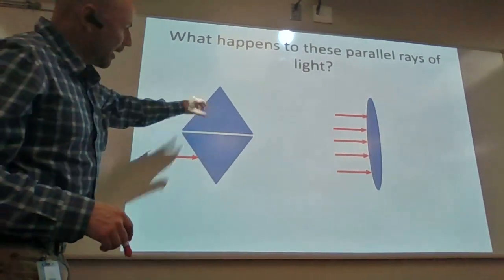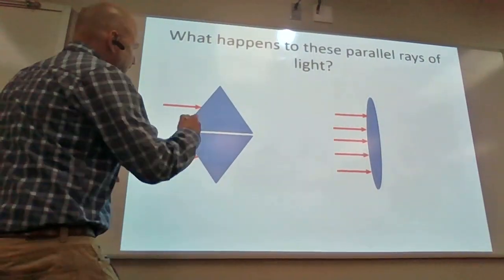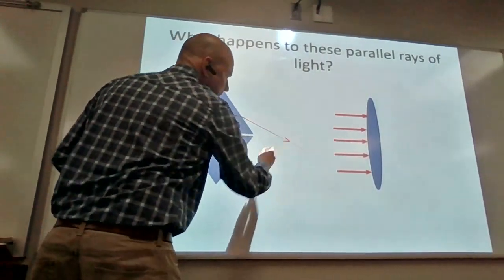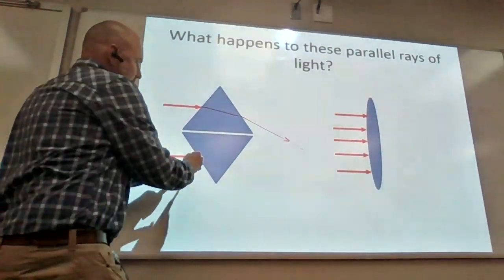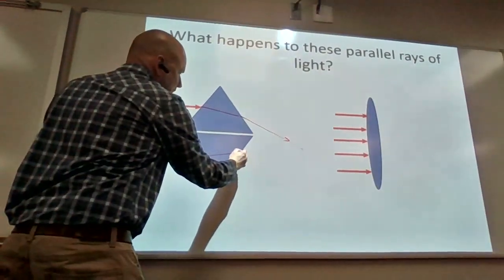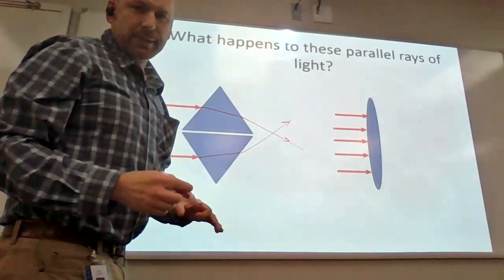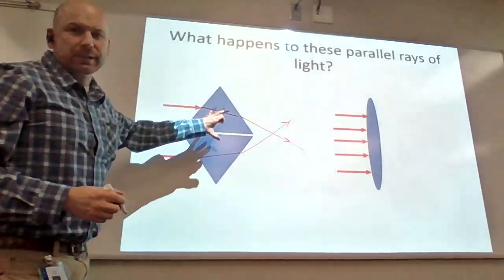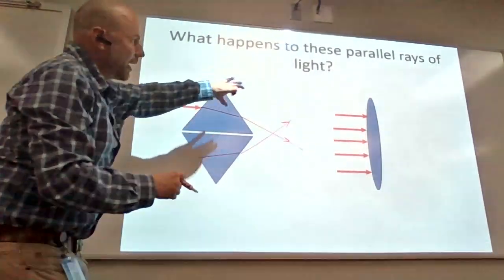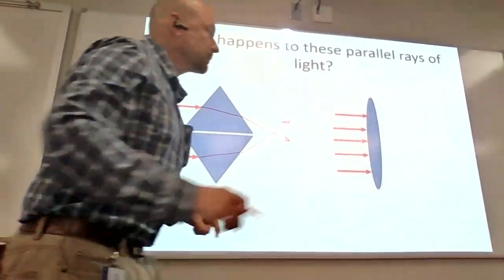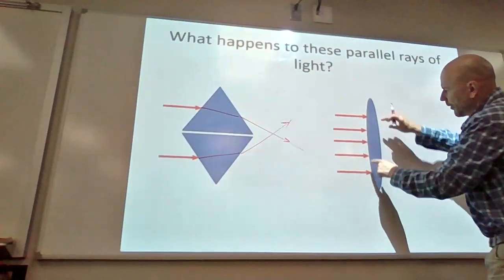Okay. Got two prisms set up. It refracts, refracts. This one refracts, refracts. Okay. So the similarities between this arrangement of prisms and this lens is skinny, thin on the top, thick in the middle.